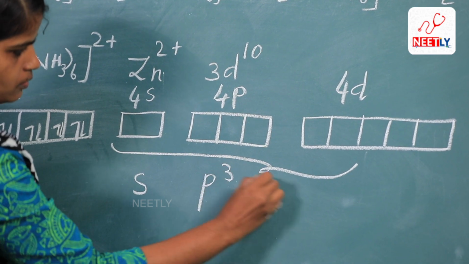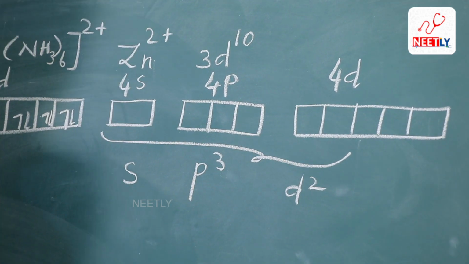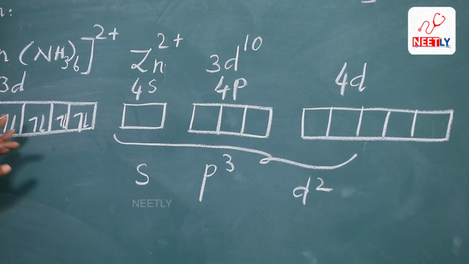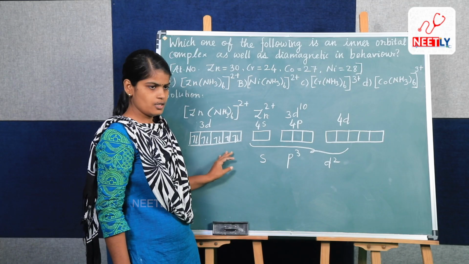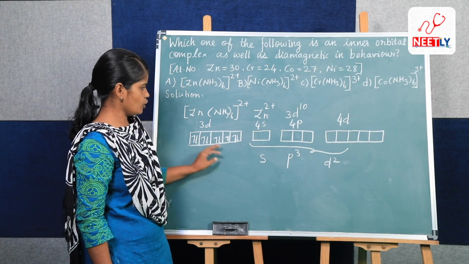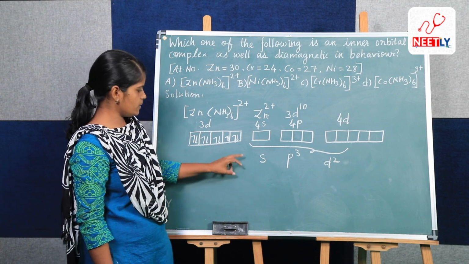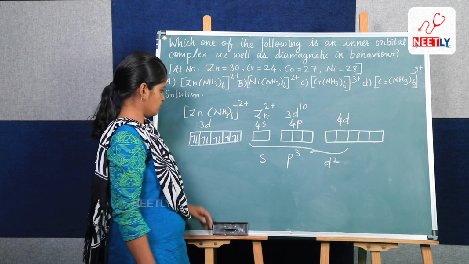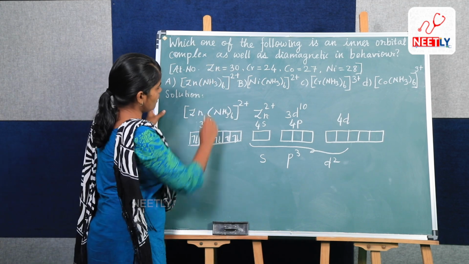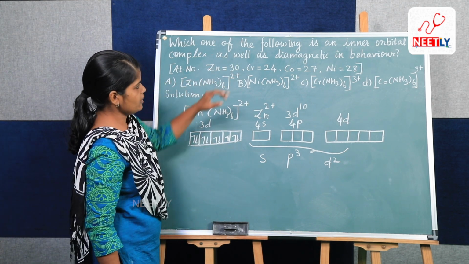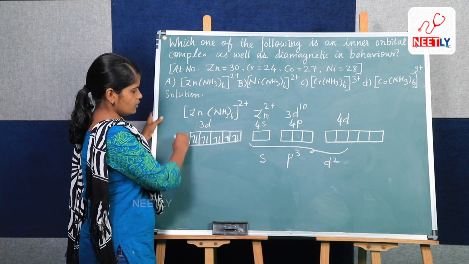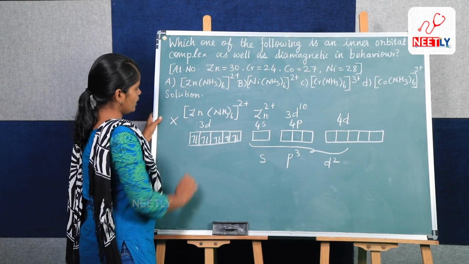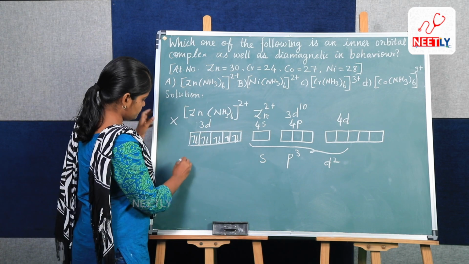sp3d2. And if you look at the electrons, they are paired up here. So, this is diamagnetic in nature. So, this complex is outer orbital as well as diamagnetic in behavior. But here they have asked to find out an inner orbital complex. So, this is not the correct answer. So, this is wrong.